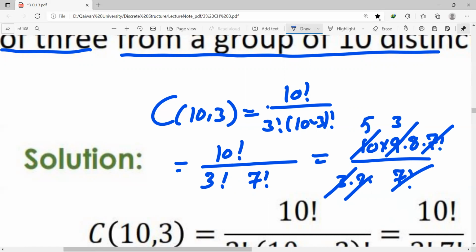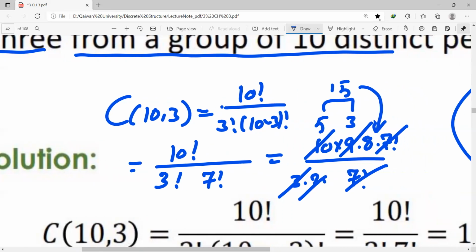5 times 3, sorry, is 15. This is 15. And here we have 8 also. 15 times 8 is 120. That means we can make a committee of 3 out of 10 people in 120 ways. Okay?